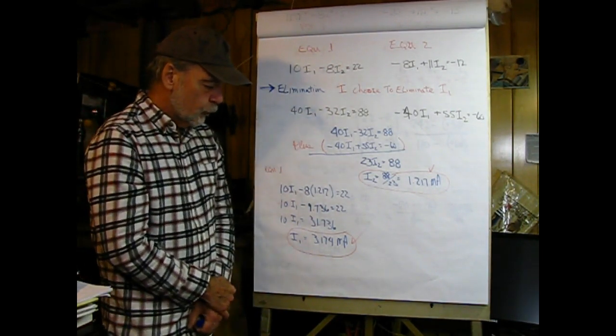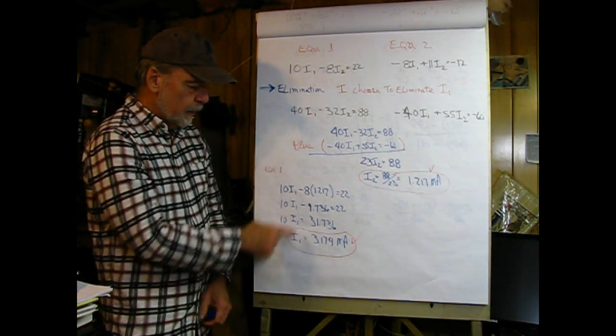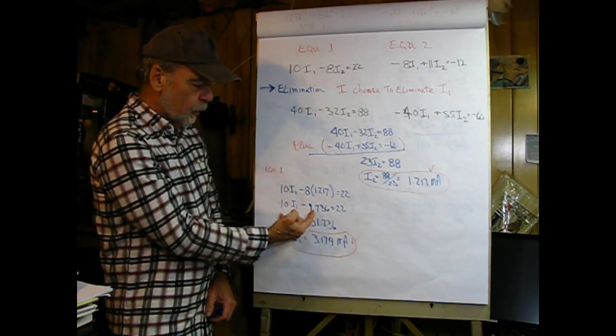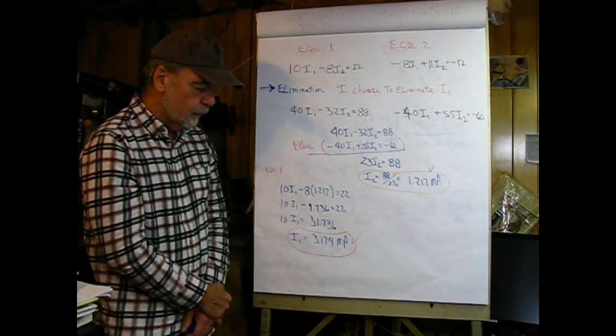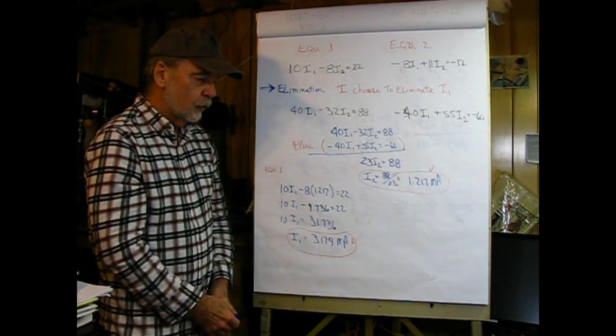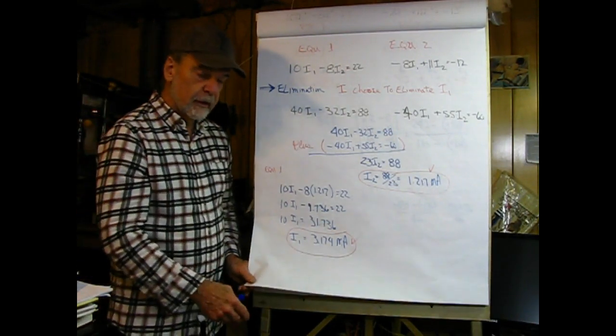Now, to get the current I1 of our mesh currents, I'm just going to substitute this value for I2. As you can see, working through this gives us an I1 of 1.174 milliamperes, which was the same value as we got before. So that would be the way to solve this using elimination.